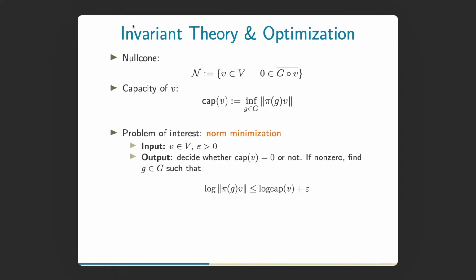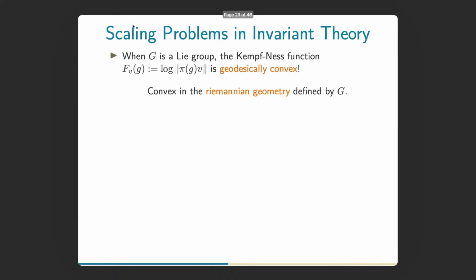All right, so now here's our problem, which generalizes that one version of matrix scaling, the norm minimization problem. I'm getting an element v from my vector space, and I'm getting epsilon. I want to decide whether my capacity is 0, whether I'm in the null cone or not. But if I'm not 0, I want to find an element of the group such that the norm of this is epsilon close to the minimum log norm. Does that make sense? Okay, so this is our first problem.